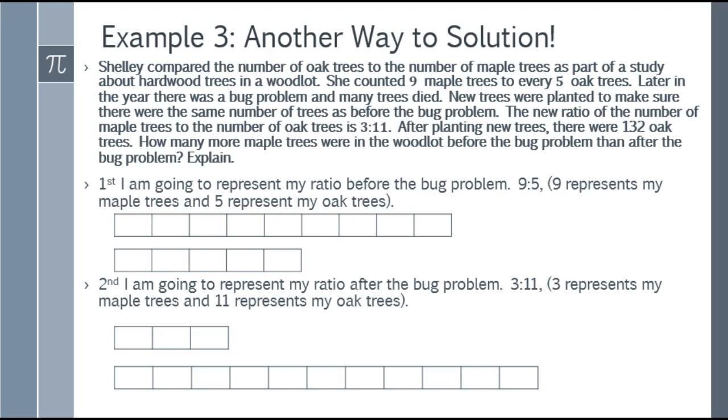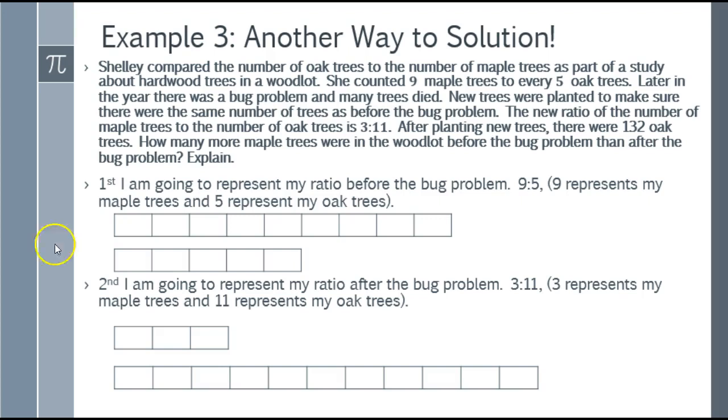Now, another way to the solution. First, I'm going to represent my ratio before the bug problem, 9 to 5. 9 represents my maple trees and 5 represents my oak trees. Second, I'm going to represent my ratio after the bug problem, 3 to 11. 3 represents my maple trees and 11 represents my oak trees.